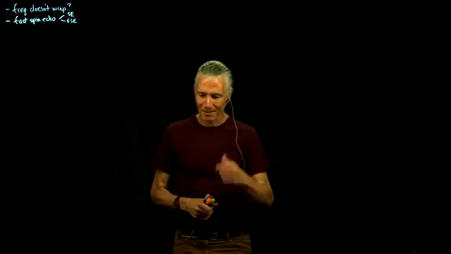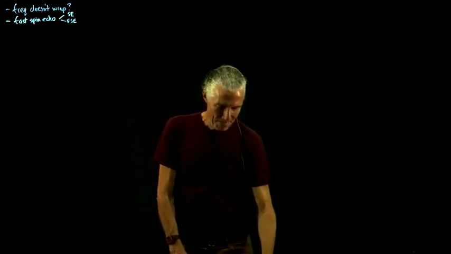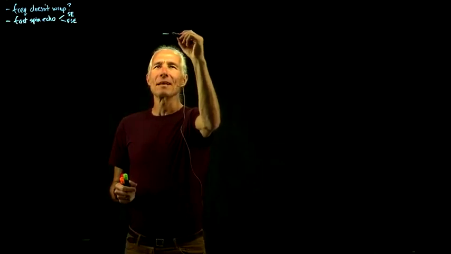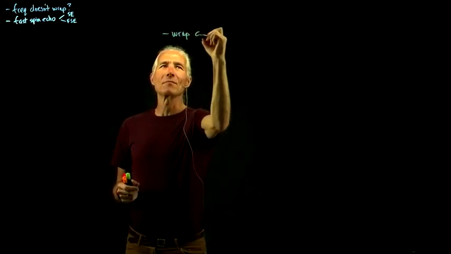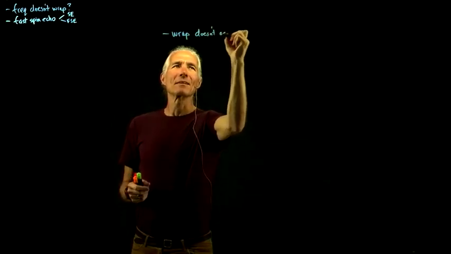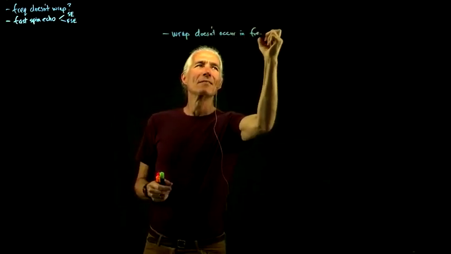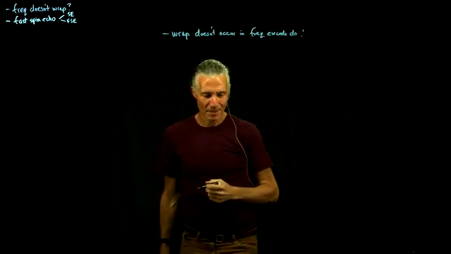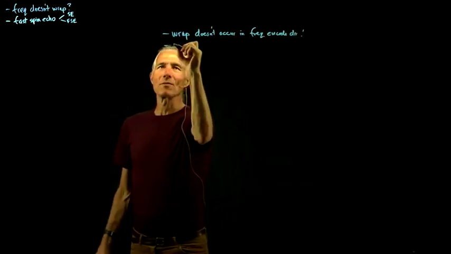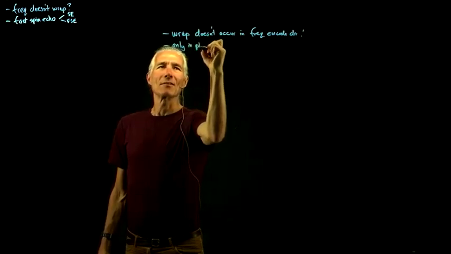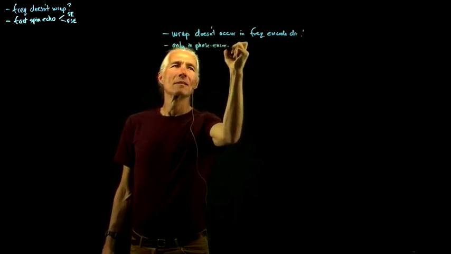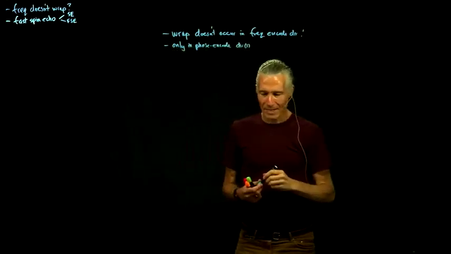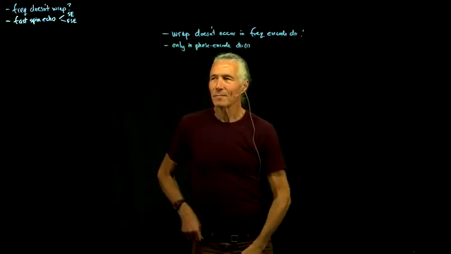Yes, it actually should. So why doesn't it wrap? Any scanner person knows, wrap doesn't occur in the frequency encode direction. So why is that? It's only in phase encode directions, possibly more than one. So why is that? Does that actually make any sense?